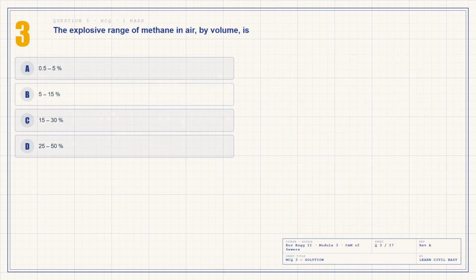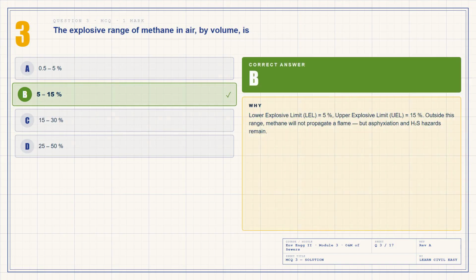Question 3. The answer is B. Methane is explosive between 5 and 15% in air. Below 5%, it is too lean to burn. Above 15%, it is too rich. This is why pre-entry detectors check that LEL must be below 10%, well clear of the explosive range.